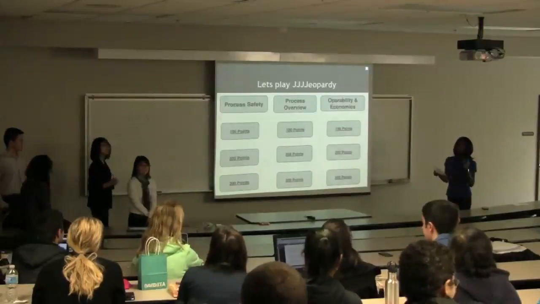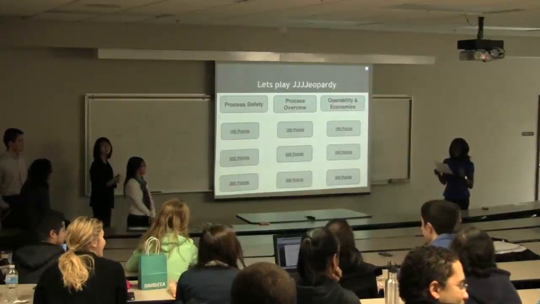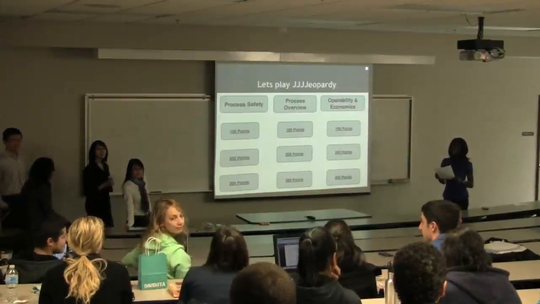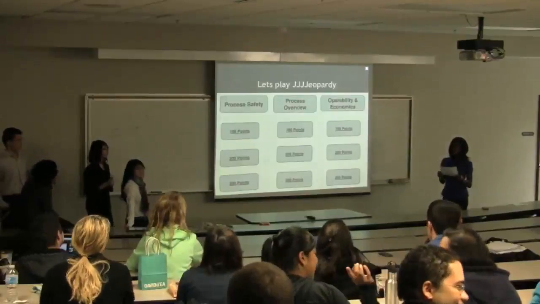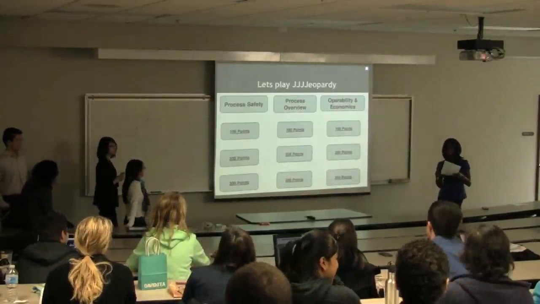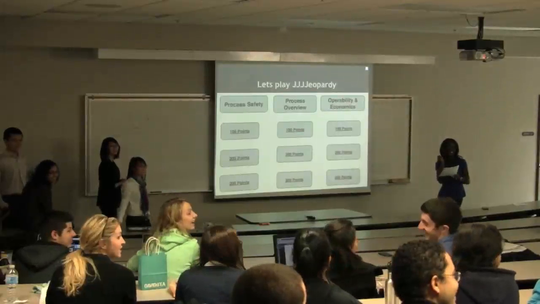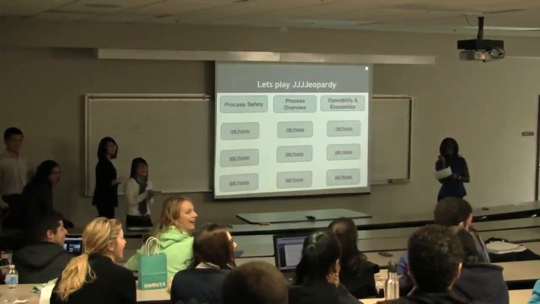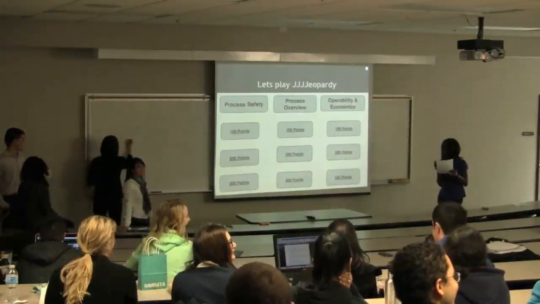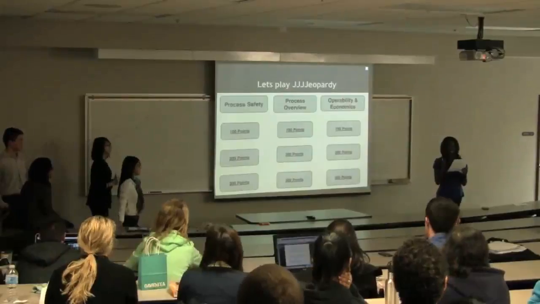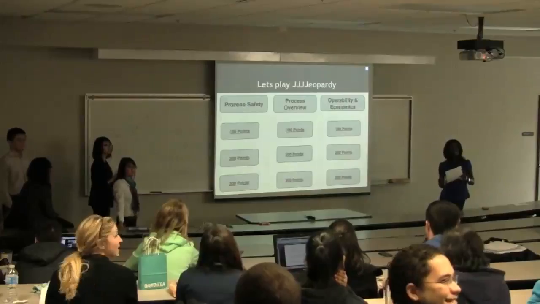Good team effort. So we have everything in the process overview, and we have 100 in the process safety, and then just 100 in operability. Operability, okay, 400. All right. What was the most expensive unit in the process? Wait, did you include distillation? Oh, you can ask a follow-up question. Fine, just like distillation column. What is distillation column? Alright, so we're done with operability, so we just have the 100 and 200 in process safety, and all of them in process overview. We got the 300. Process safety 300.